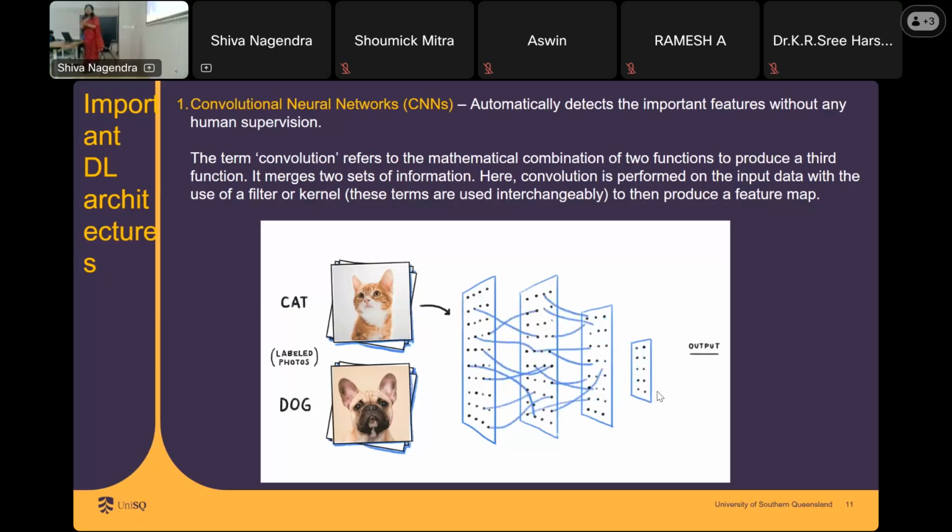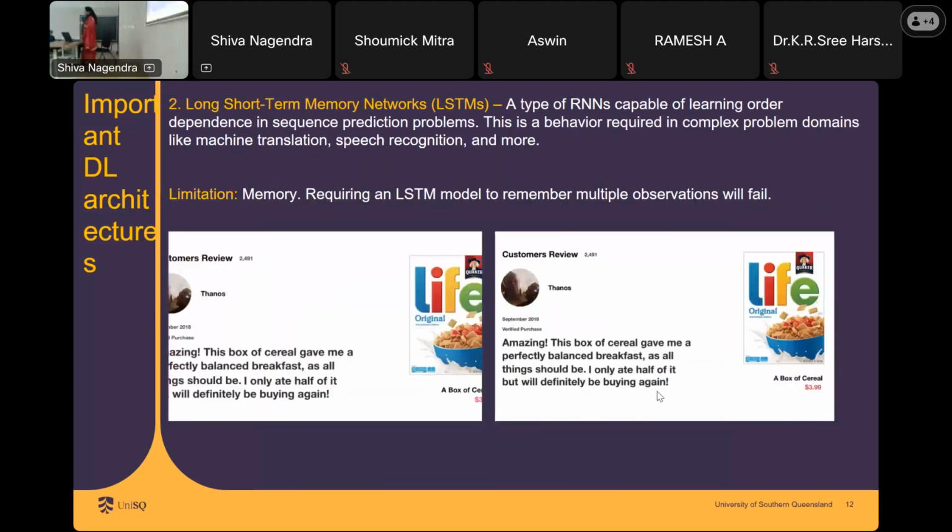The disadvantage is it requires a lot of data. 10,000 images of cats, 10,000 images of dogs. And then only it's able to learn, because it's not human understanding. It's a program where you have to input a lot of data. So these are the advantages and disadvantages of these models.